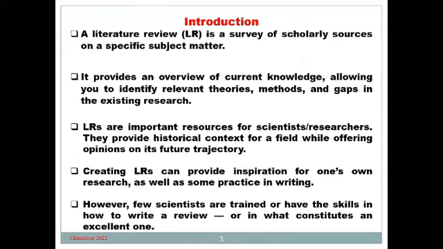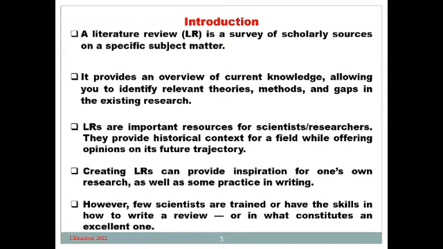Literature review, as we all know, which I will abbreviate in the course of this lecture as LR, is a survey of scholarship sources of a specific subject matter. I don't want to use the word topic because of yesterday's lecture by Professor Hilary. Topics should always come after you have finished the work. So we talk about subject or specific subject matter. Literature review provides an overview of current knowledge, allowing us to identify relevant theory, method, and gap in existing research.